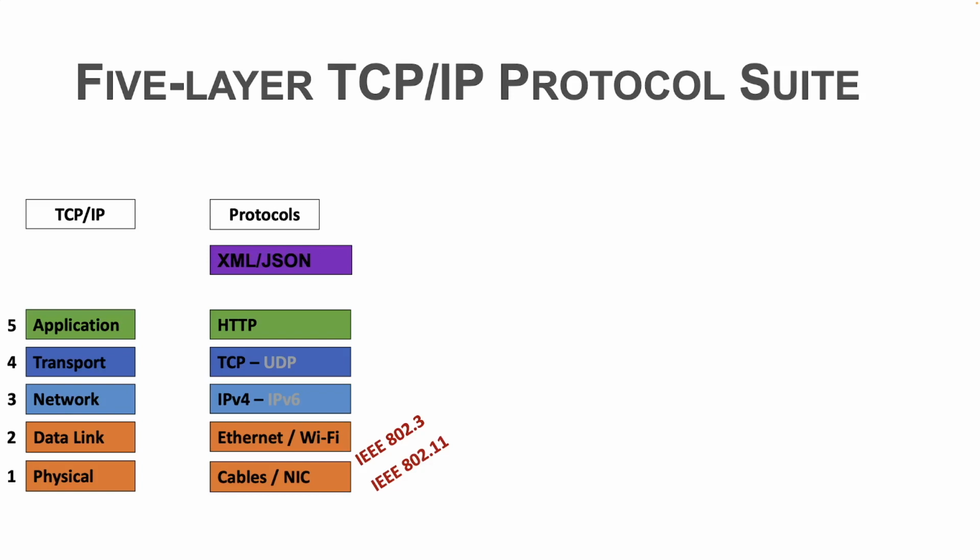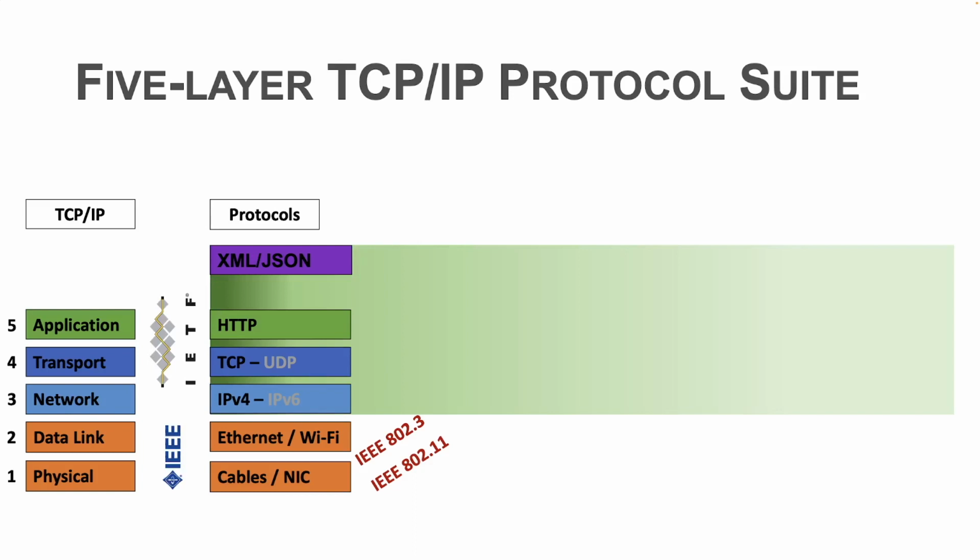Now, on top of the HTTP, there are typically very verbose web representation formats such as XML or JSON to structure the information. It is worth mentioning that the protocols at the 2 bottom layers are being standardized at the Institute of Electrical and Electronics Engineers, or IEEE, while the protocols from layer 3 and above are being standardized at the Internet Engineering Task Force, or IETF, standardization organization.